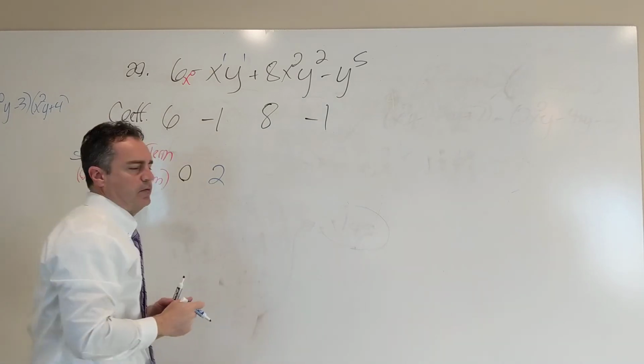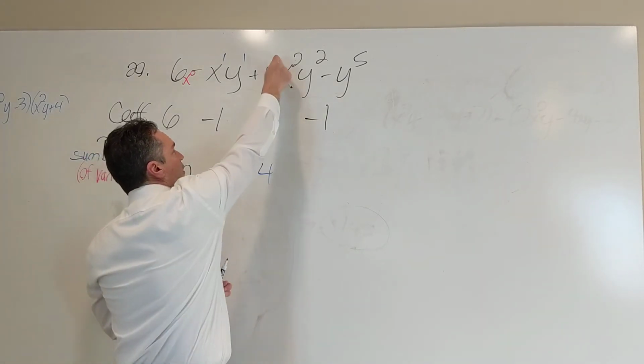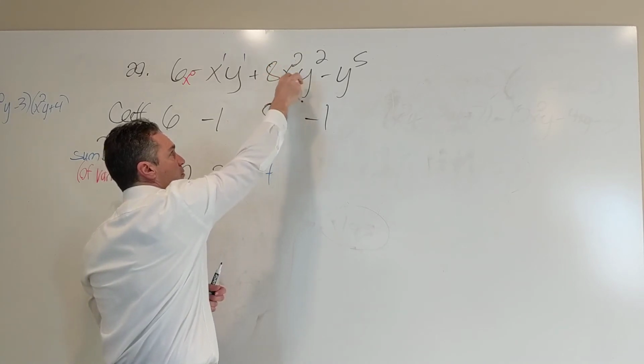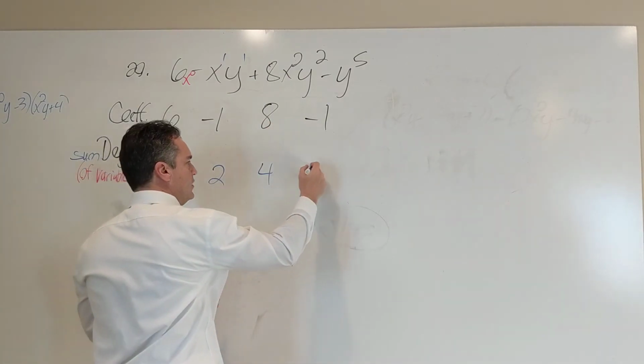So what's the next one with that in mind? Absolutely, it's 4. 2 and 2 make 4. Some people say, well, it doesn't add up to a degree. Right, but that's the coefficient. Remember, the degree of the term is only of the variables. And then the last one, obviously, is 5.